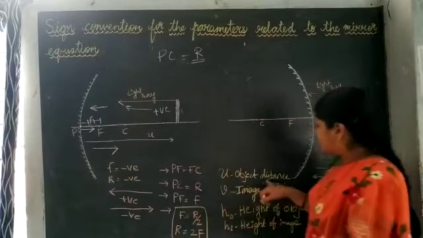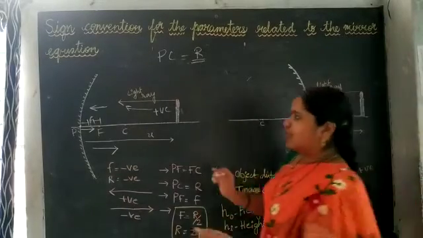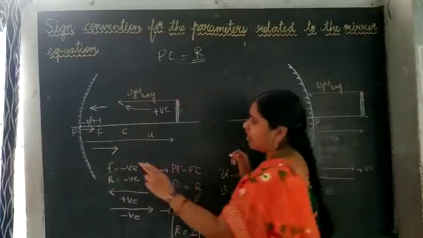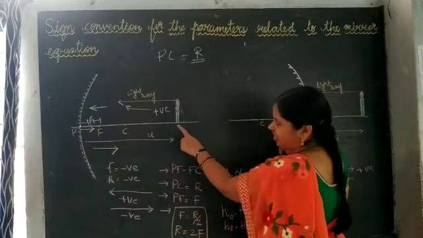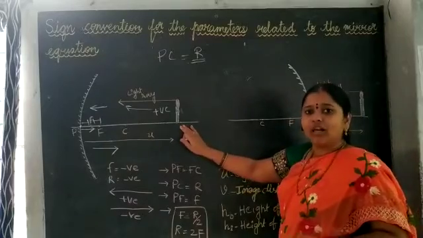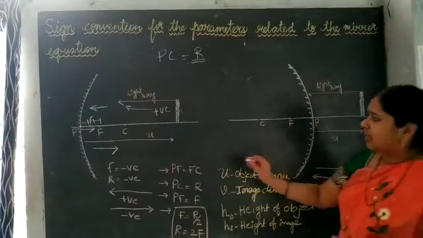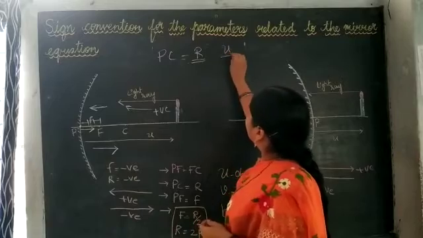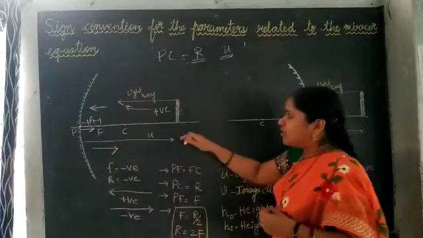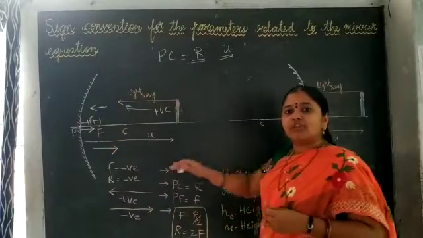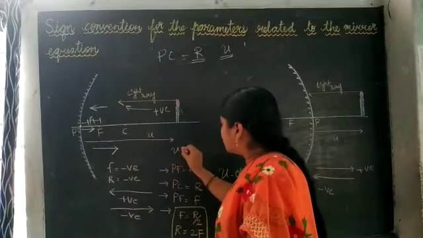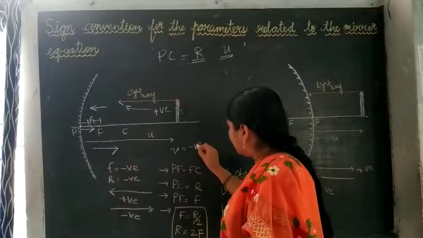And the next one is object distance. U stands for object distance. The first condition is very important: all distances should be measured from the pole. The distance between pole and object, or the light source, is called object distance. It is represented with the letter small u. It is also measured in the opposite direction of the incident ray. So in this condition, the object distance is also negative.